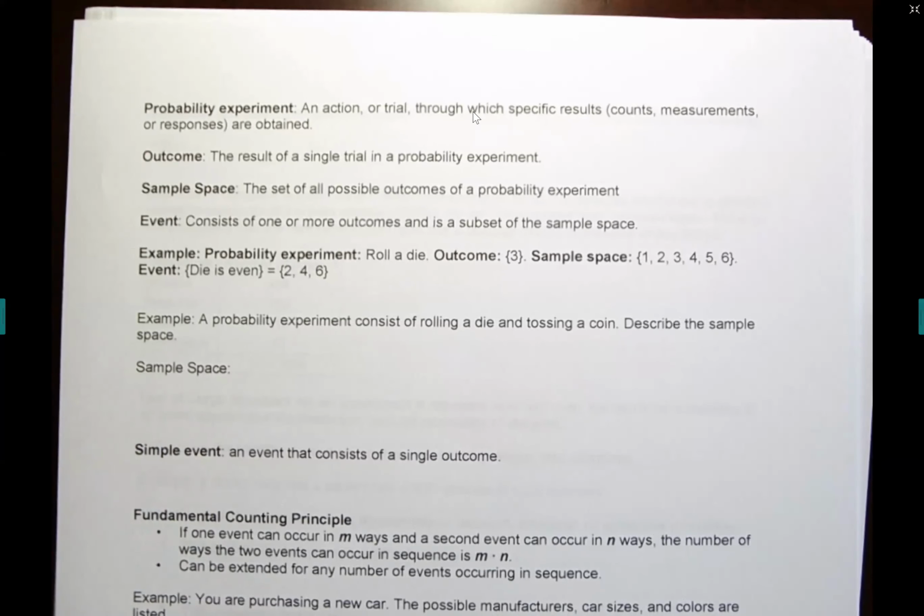Or you toss a coin, a quarter, and you get a head. This is a probability experiment. Now, what is your chance of getting a head? It is not 100% because there is a head and a tail, so your chance is 50-50.